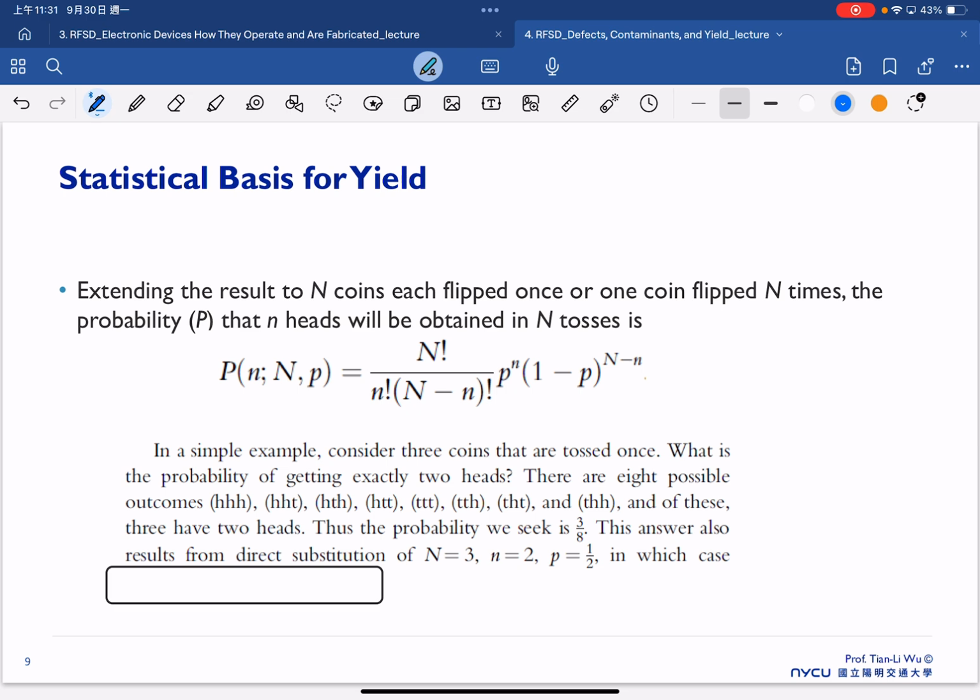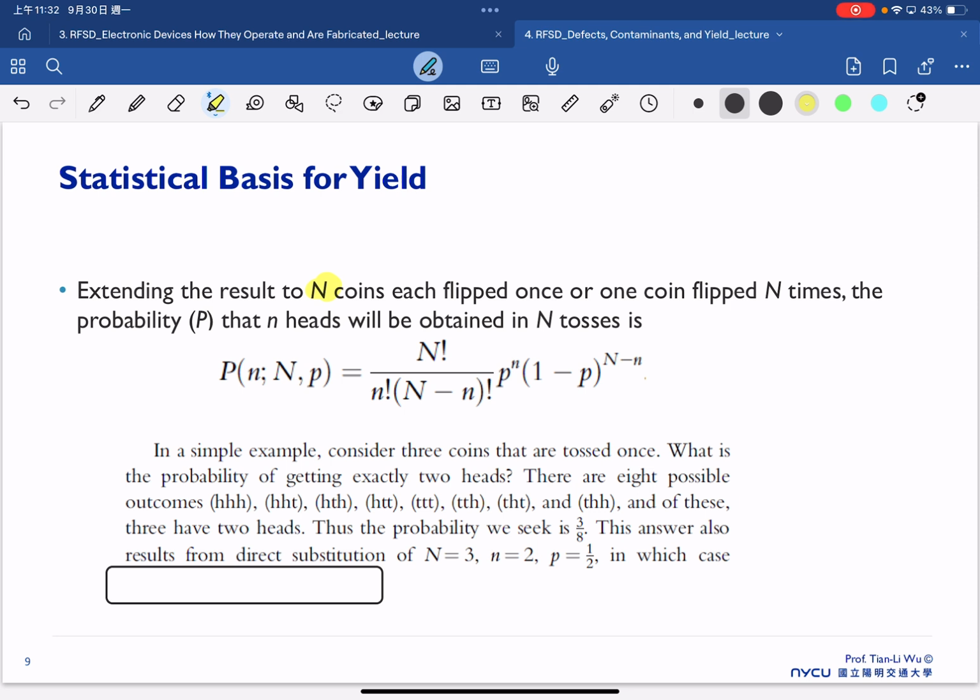Also, we extended the result to n coins. If we extend the result to n coins, each flipped once, or one coin flipped n times, then the probability that n heads will be obtained in the n tosses is shown in the following. Of course, the equation is very complicated, so let's just use one simple example.